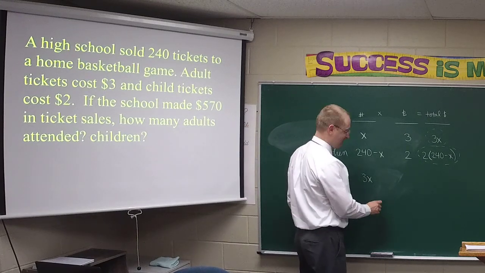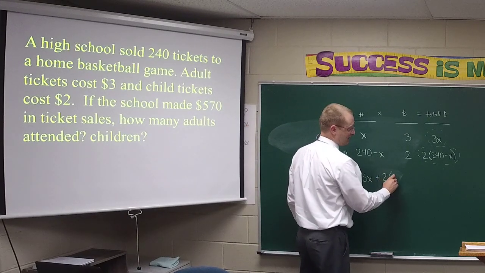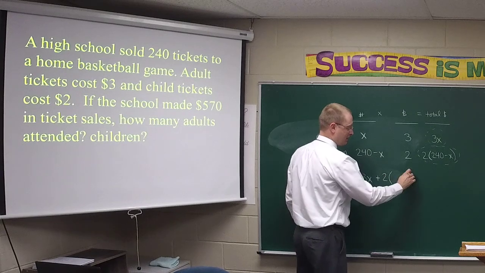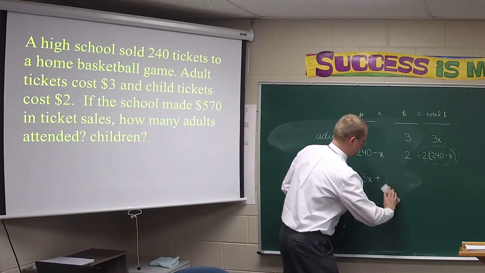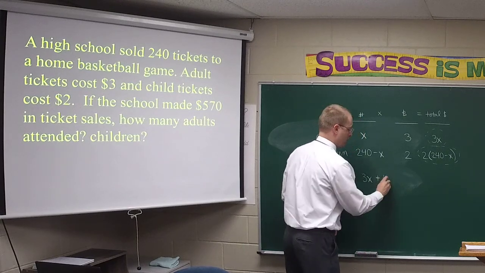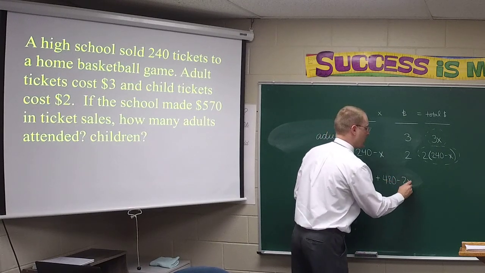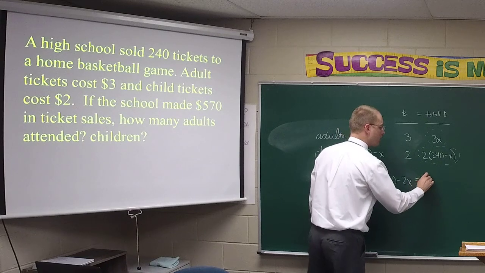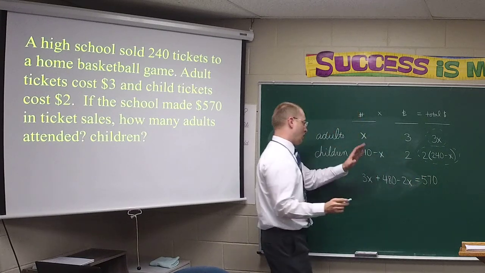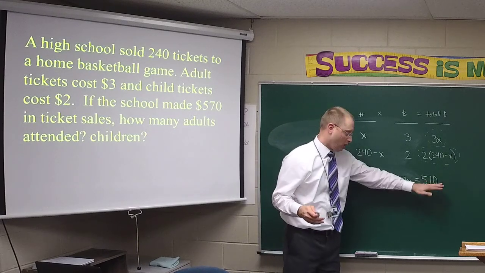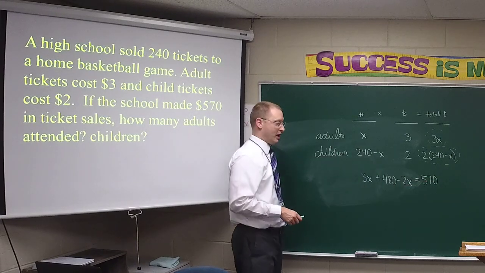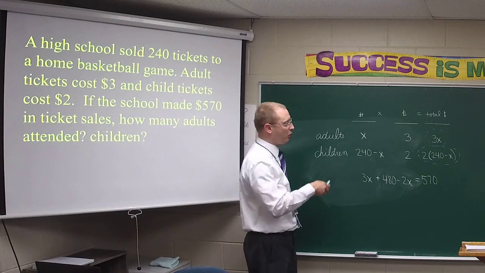So 3x plus 2 times 240 minus x. Can I go ahead and combine it? We can go ahead and distribute right now. 480 minus 2x equals 570. There we go. Take all the money from the adults, all the money from the kids, we go ahead and distribute. That's going to equal all the money that comes in all together. Money plus money has to equal money.